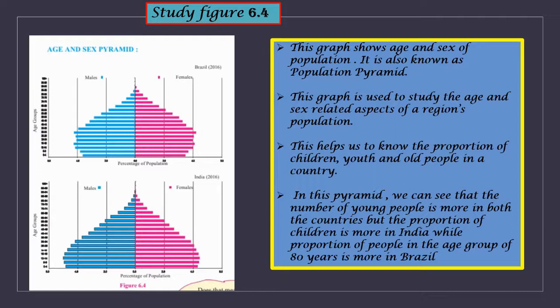The shape of the pyramid gradually evolves across time because of fertility, mortality and internal migration. The shape of a population pyramid, students, tells us the story of people living in that particular country. This helps us to know the proportion of children, youth and old people in a particular country. In this pyramid, we can see that the number of young people is more in both the countries, but the proportion of children is more in India, while the proportion of people in the age group of 80 years is more in Brazil.